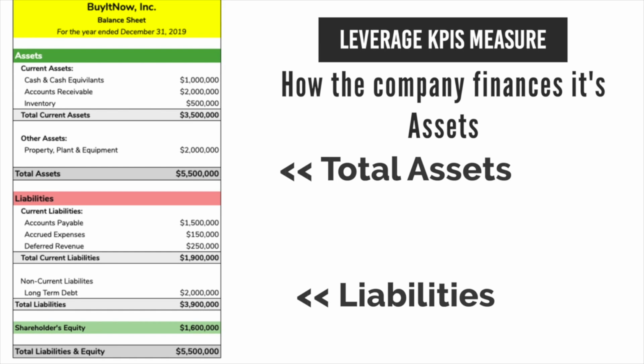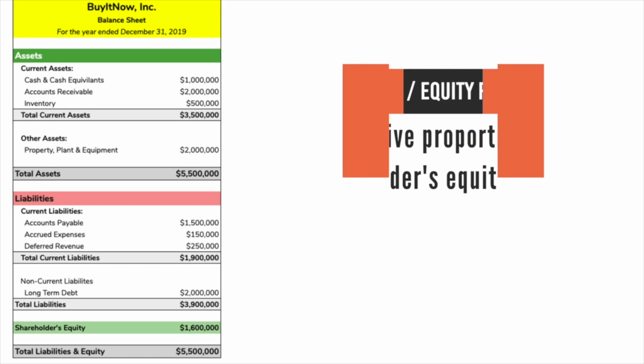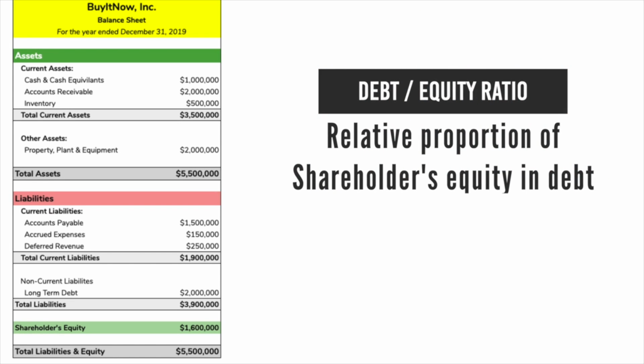So we'll begin with the first KPI that we're looking at today, which is the debt to equity ratio. And debt to equity ratio, as the name implies, is the relative proportion of shareholders' equity and debt used to finance the company's assets. So basically, it's looking at the amount of debt the company has and comparing it to the amount of equity, and giving us a ratio that's easy to understand and digest.